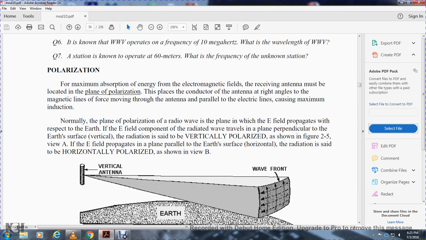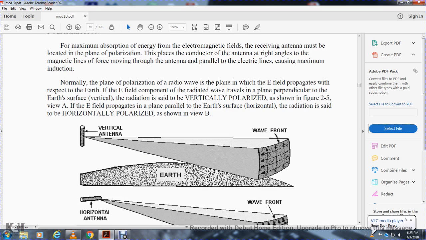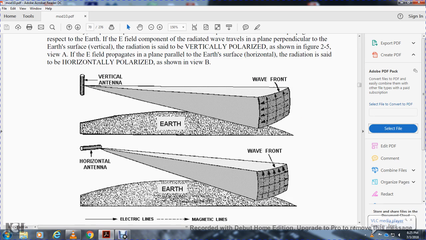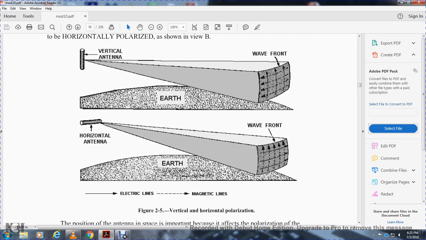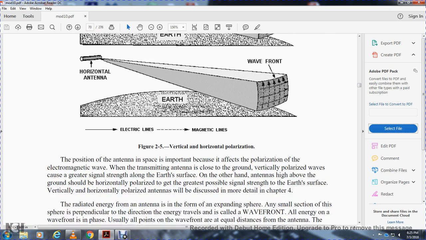If the electric field component of the radiated wave travels in a plane perpendicular to the earth's surface, vertical, the radiation is said to be vertically polarized. As shown in figure 2.5, view A, if the electric field propagates in a plane parallel to the earth's surface, horizontal, the radiation is said to be horizontally polarized, shown in view B. Vertical antenna, wavefront, earth; horizontal antenna, wavefront.